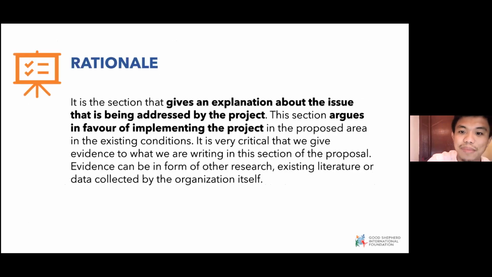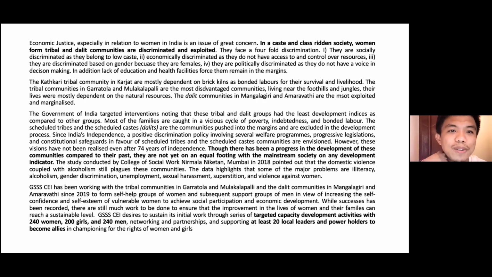Sorry, evidence. So when you look closely at this simple rationale, I have highlighted some parts here. Say, for example, this is an economic justice project, especially in relation to women in India, an issue of great concern. In a caste and class-ridden society, women from tribal and Dalit communities are discriminated against and exploited. So right there in the second sentence, you already identify the problem that you would like to address. And then you give all the evidence that supports the problem.